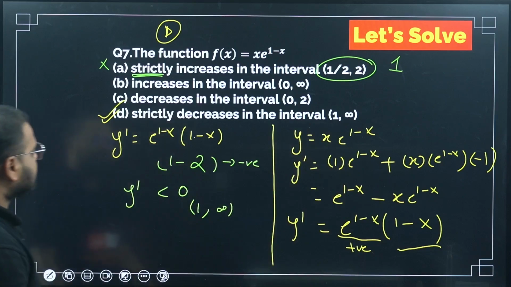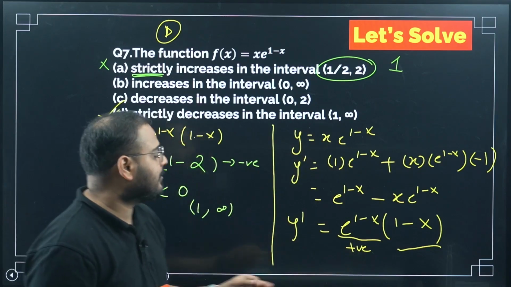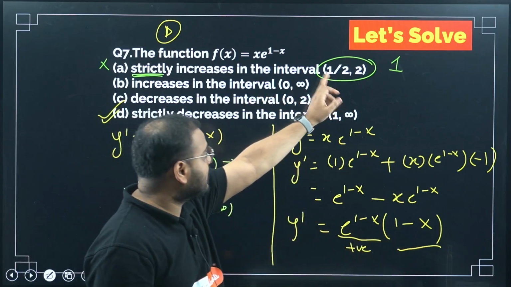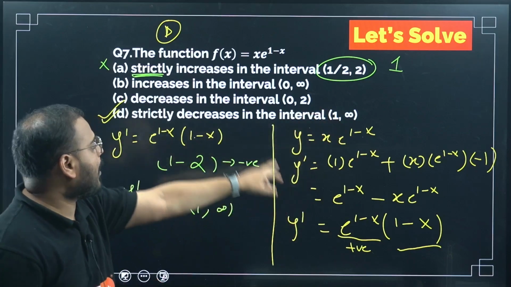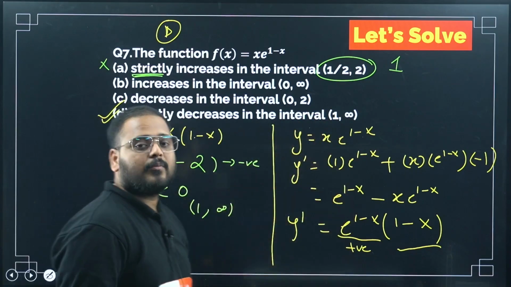Easy? आसान है? We said this is positive because the exponential function will never be negative, and this can be 0 at 1. That's why I cannot take option A. Option D is validated because of this reason. Okay, let's move on.